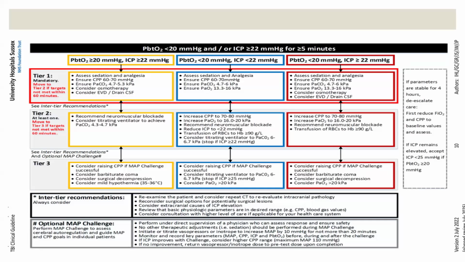Then tier 3 includes: consider raising CPP if MAP challenge is successful, consider barbiturate coma, consider surgical decompression, and consider PO2 of more than 20. So during inter-tier recommendation, re-examine the patient, consider repeat CT to evaluate intracranial pathology, consider surgical options, consider extracranial causes of ICP elevation, and review basic physiological parameters to make sure they are in desired ranges.